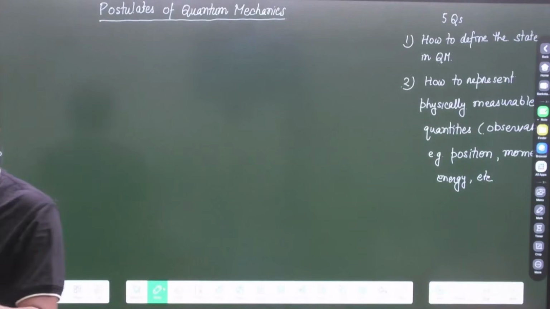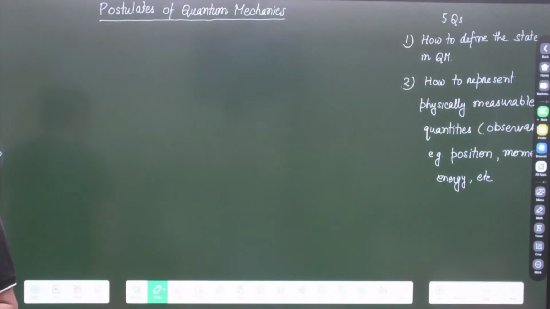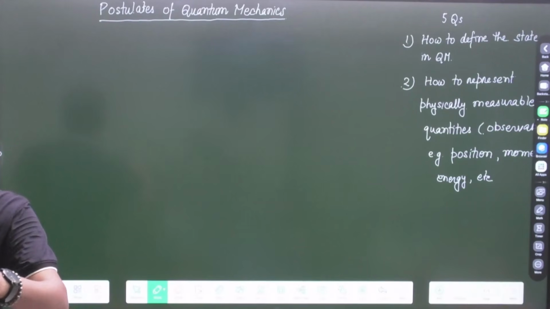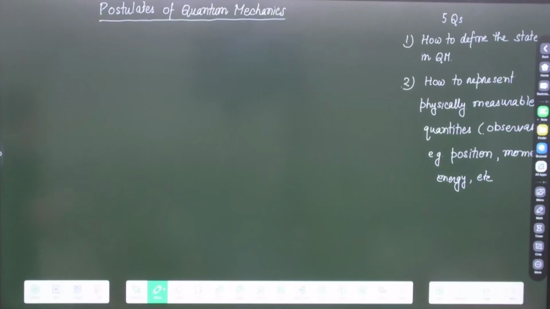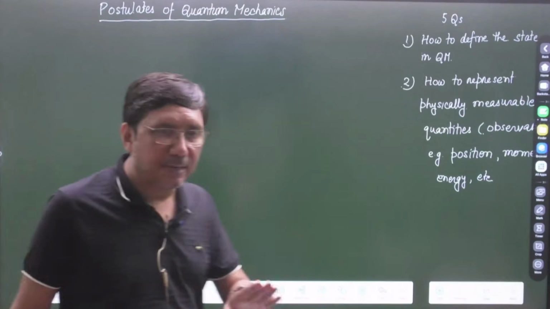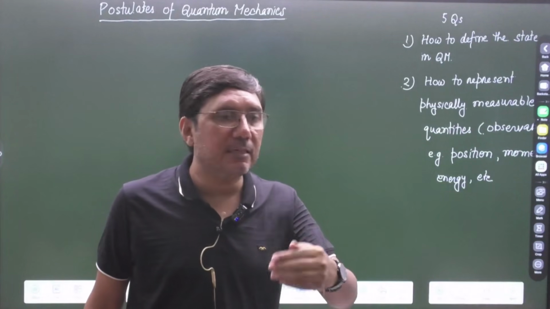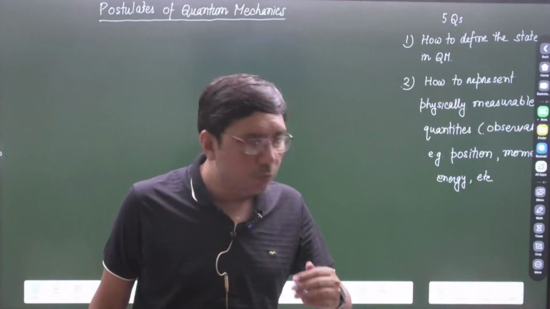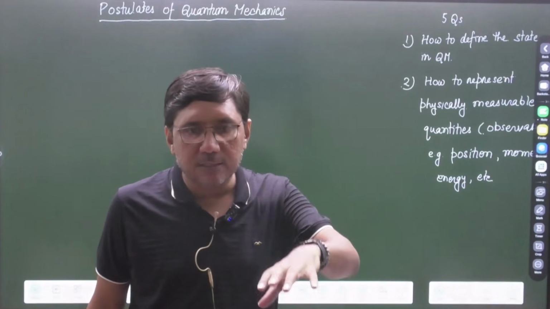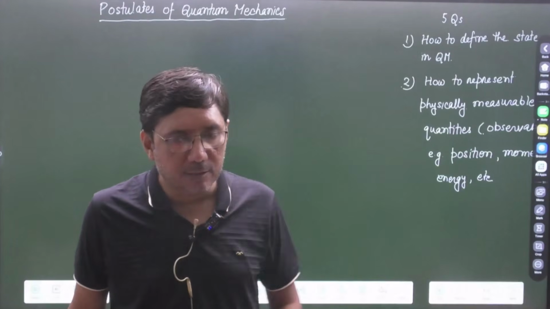So first you have to define the system. Then you have to define the physically measurable quantities. So you have defined momentum, you have defined position. So the next question is, how to measure these quantities when the system is in a particular state. Now the next question will be, how to measure observables when your quantum mechanical system is in a particular state.